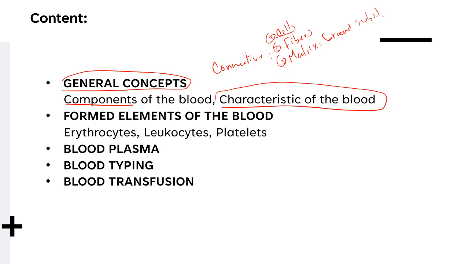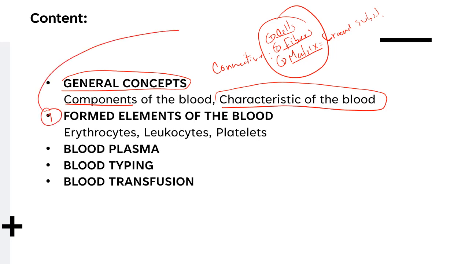When we talk about the blood and the lymph, they are the only fluid connective tissues that we have in our body. You will see that the formed elements of the blood refer to the cell component of this connective tissue. Then we're going to see the blood plasma. Within the blood plasma, we have many proteins. The most abundant is called albumin, and that is a type of protein, it's a type of fiber.